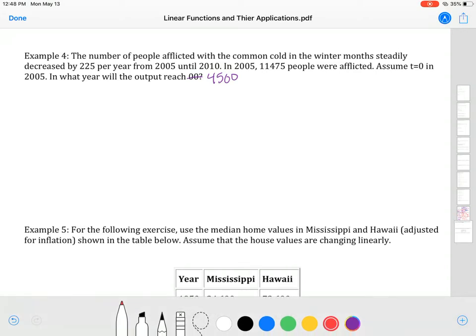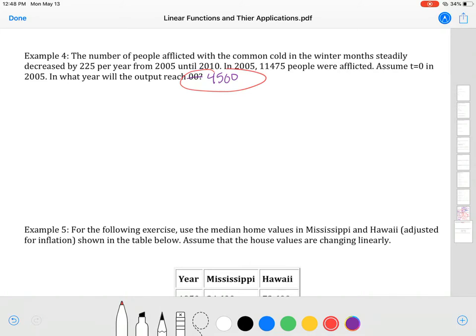In example 4, there was a typo. I apologize for that. I missed my 45. It should be 4,500 down here. The problem says the number of people afflicted with the common cold in winter months steadily decreased by 225 per year from 2005 to 2010.